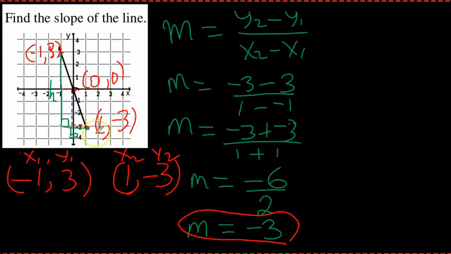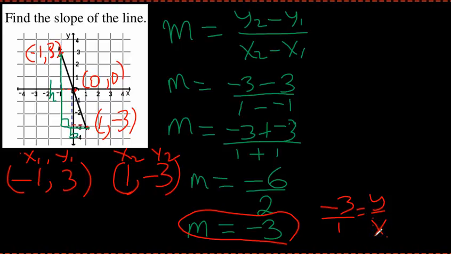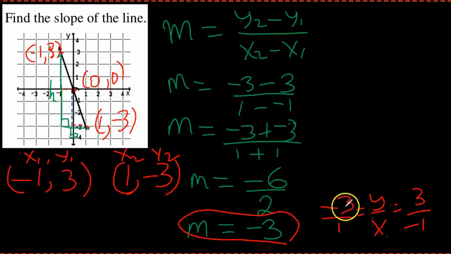And what does that mean? It means kind of -3 over 1. So the change in y is -3, and the change in x is 1. Or we can say the change in y would be 3 and the change in x is -1. So it's either y gets the negative or x, either one of them gets the negative. And it will still equal -3.